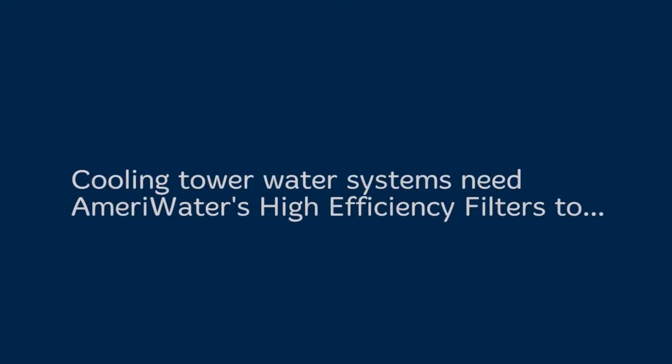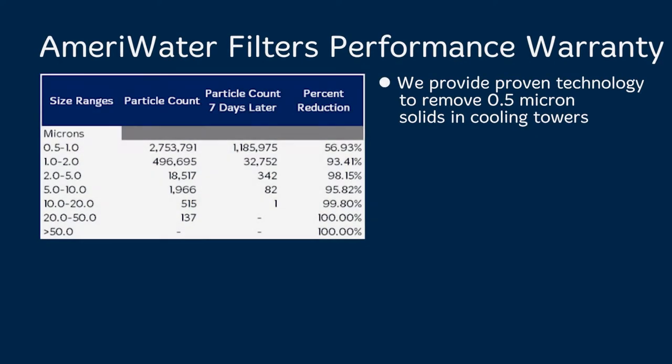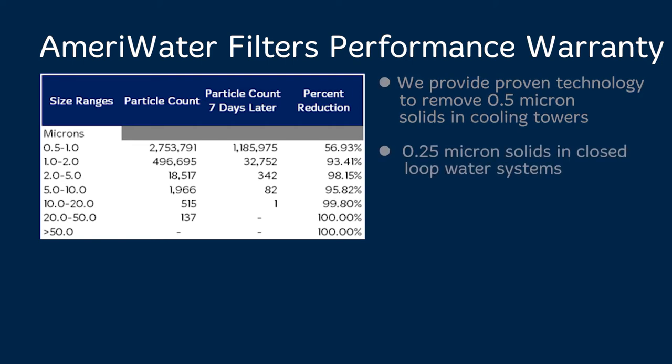As discussed, we need to remove particulates much smaller than 5 micron to optimize our HVAC systems. The AmeriWater High Efficiency Sand Filter is warranted to remove 50% of half micron particulates and 80% of 2 micron particulates by count. This will ensure that your HVAC system will be optimized.